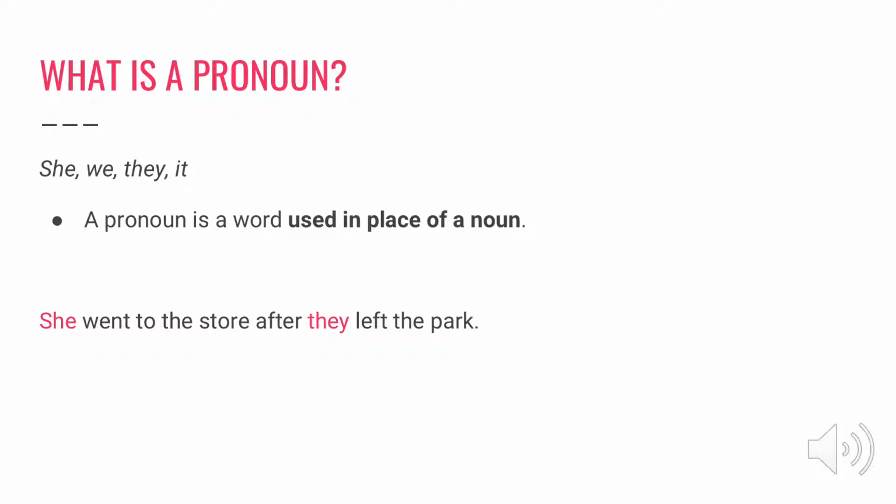Some other examples of pronouns are she, we, they, and it. The sentence on the screen says she went to the store after they left the park. That is another example of where we would put a pronoun instead of a name.